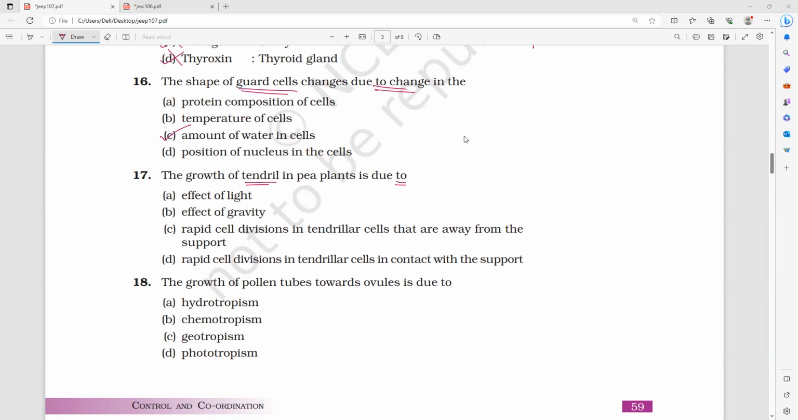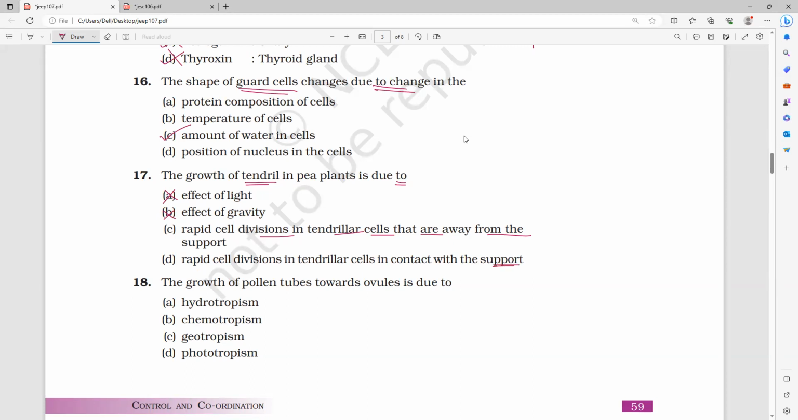Everybody? Effect of light? No. Effect of gravity? No. Next, rapid cell divisions of tendril cells that are away from the support. Rapid cell divisions in tendrils in contact with the support. So, what is the correct option?